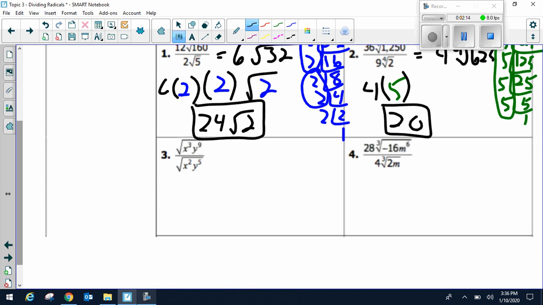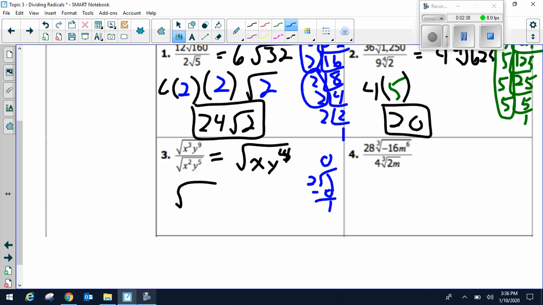For letters, you can do the same thing, but when you do it, you got to subtract their exponents. So 3 minus 2 gives you 1 x. 9 minus 5 gives you 4 y's. And then same thing, for the x's, you do it each one. So the index again is 2 if you don't see it. 2 goes into 1 0 times with the remainder of 1. So that means that x is going to stay on the inside. And then for the y, 2 goes into 4 twice with the remainder of 0, which means that 2 y's will come out, nothing stays in, and there's your final answer.